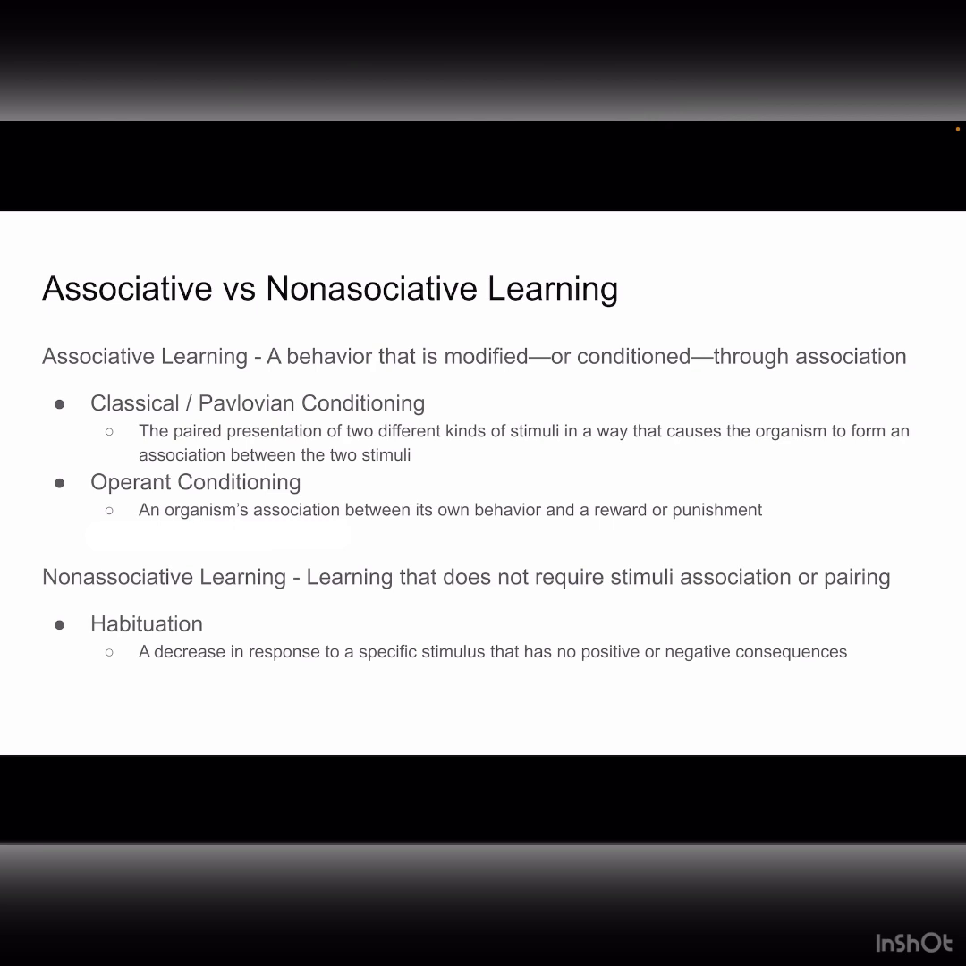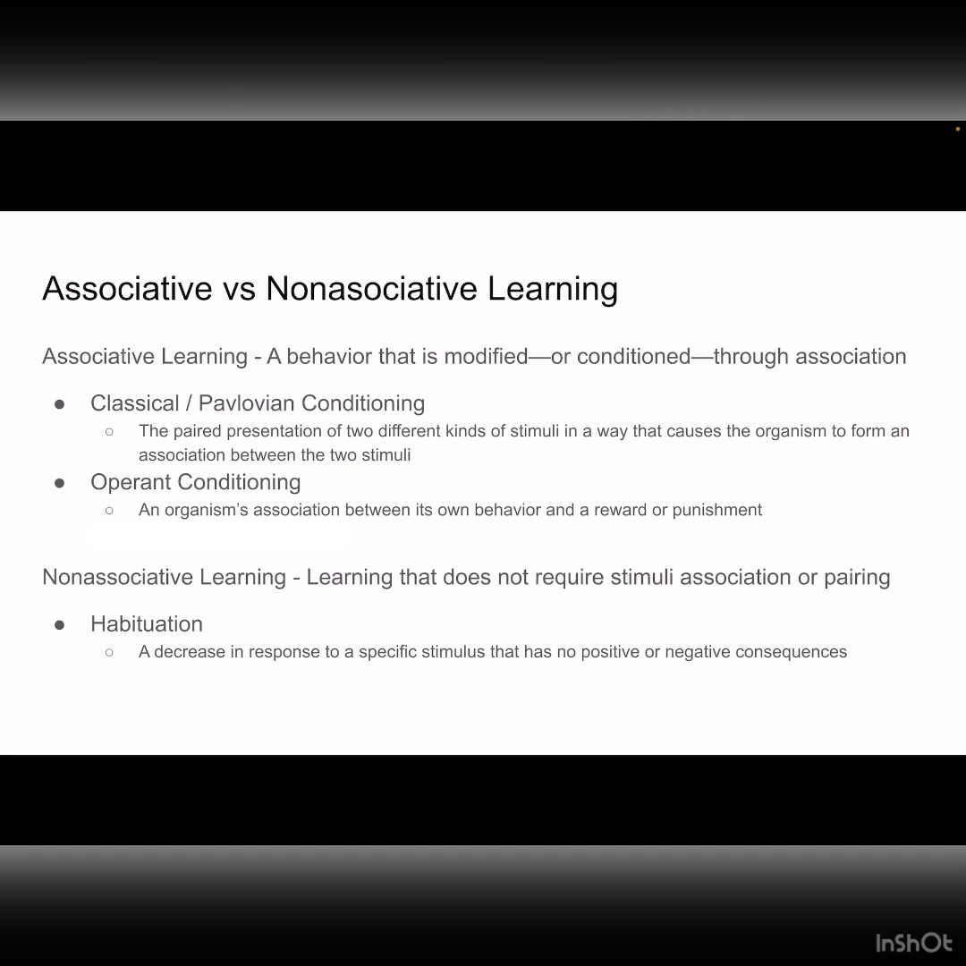Associative learning is defined as a behavior that is modified or conditioned through association. In short, an organism's behavior changes based on the association it makes between 2 different things. We'll see an example of this in a little bit. There are 2 different types of associative learning, classical or Pavlovian conditioning and operant conditioning.